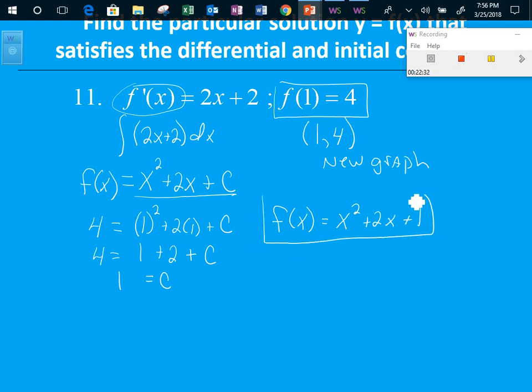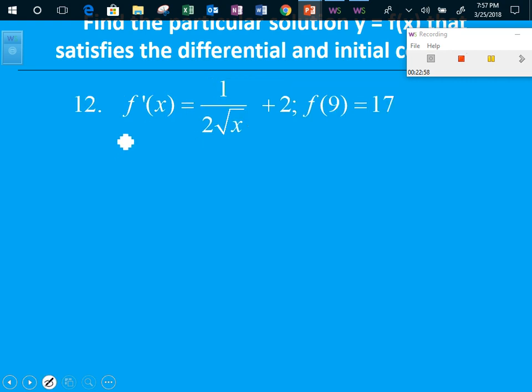Now, notice that the notation changed, and then we figured out a value for c. I now have a parabola that goes through the point 1, 4. The x squared plus 2x was the antiderivative of that part. So when it says find a particular solution, it's like the derivative finding the slope of the tangent line at a certain point. Well, here comes another one for you.